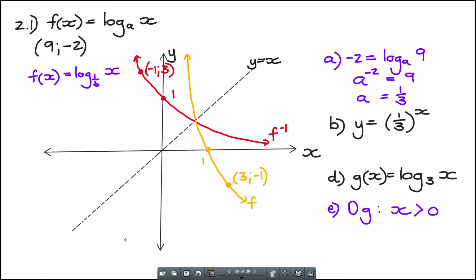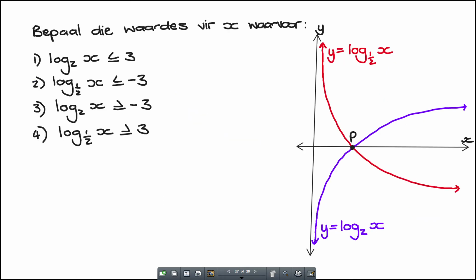Good. Any questions here? Good. Now, look here quickly, and this is the last part of this chapter. So what I'm saying here is determine the values of x for which question 1 up until 3 will be true. So, here I'm giving you a picture, right? The red graph is log 1/2 x. The blue graph is y is equal to log 2x. Right? So in other words, can you see 1/2 and this one has got 2? So what did I do? I reflected in the x-axis, right?